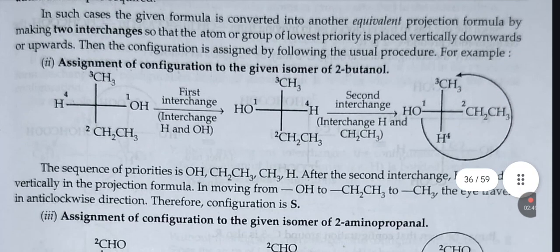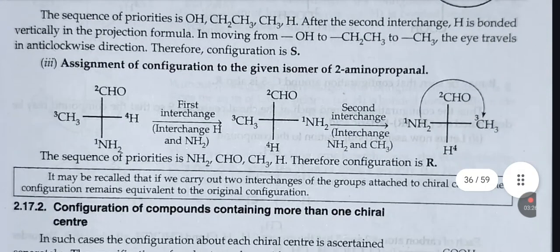For example, assignment of a configuration to the given isomer of 2-butanol. Here, the 2-butanol structure is given. First interchange H and OH, then we will get this. Second interchange, when we interchange H and CH2CH3, we will get this. The sequence of priority is OH, CH2CH3, CH3, H. After the second interchange, H is bonded vertically in the projection formula. In moving from OH to CH2CH3 to CH3, the eye travels in anticlockwise direction, therefore the configuration is S.